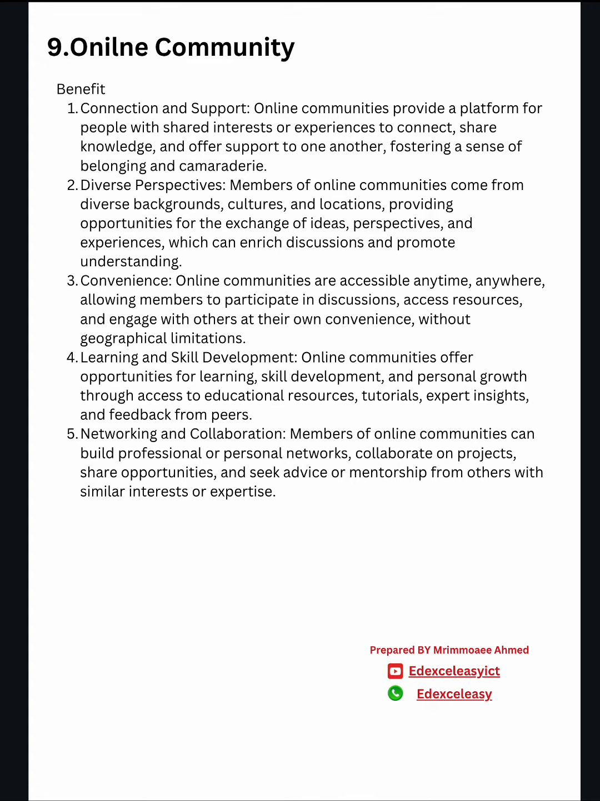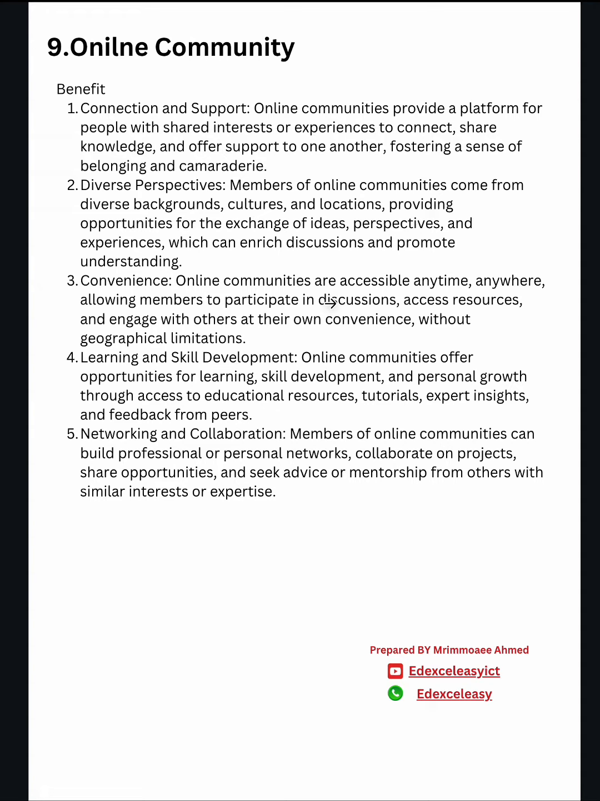So what is the benefit we get from online community? From the online community, we can get connection and support. That means we can connect with a number of people, and we can get support if we need any help. Diverse perspective, right? We can know other people's backgrounds, other cultures, what is happening in other locations, similar like that. It is more convenient, like it can be accessible anytime, anywhere, allowing you to participate and discuss. That means you can discuss your problem at any time, right?